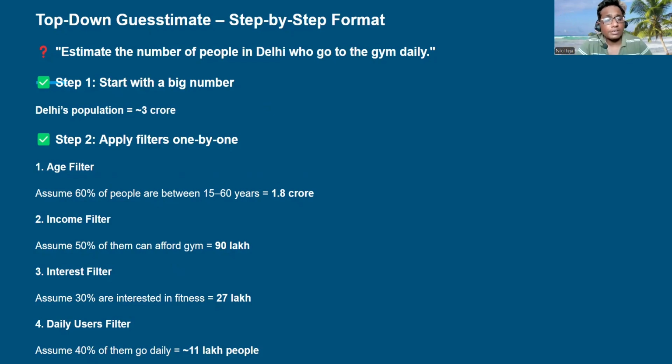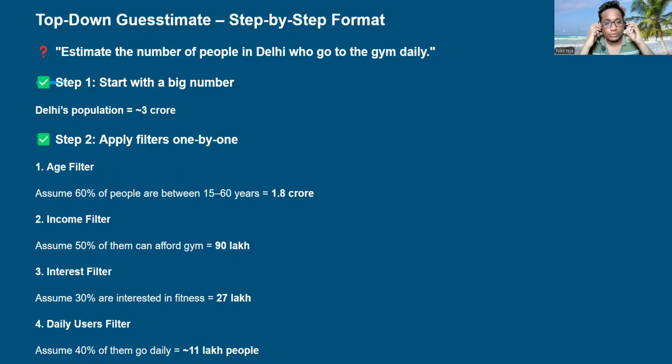In the second step, we apply the income filter. We got 1.8 crores, and we will be drilling down again. We have drilled 3 crores to 1.8 crores, and now for 1.8 crores we will drill down through further steps. So assume 50% of them can afford the gym. 50%, meaning half of the 1.8 crores, is 90 lakhs.